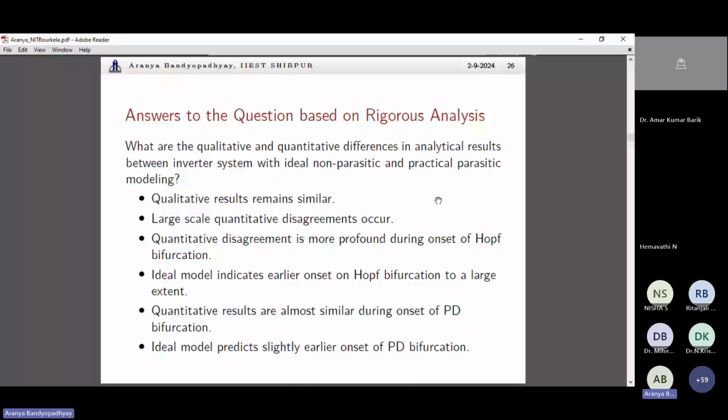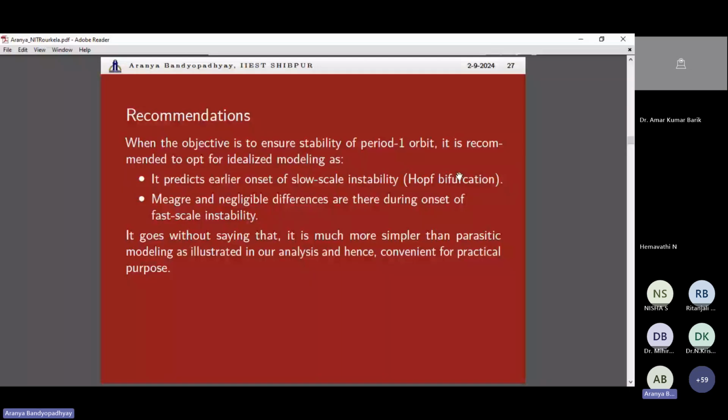However, quantitative results are almost similar for the onset of period doubling bifurcation. And since the ideal model predicts slightly earlier onset of period doubling bifurcation, we can make this recommendation. When the objective is the stability of the period 1 orbit, it is recommended to opt for idealized modeling because it is much simpler. Okay.